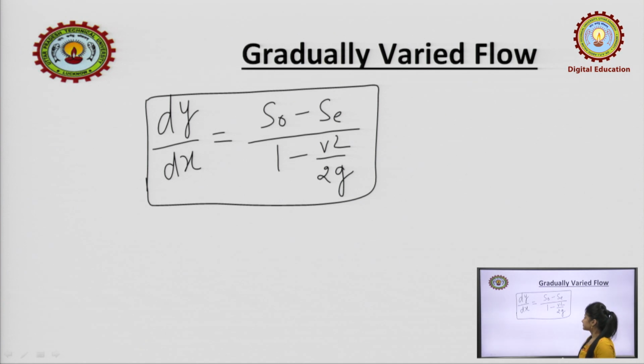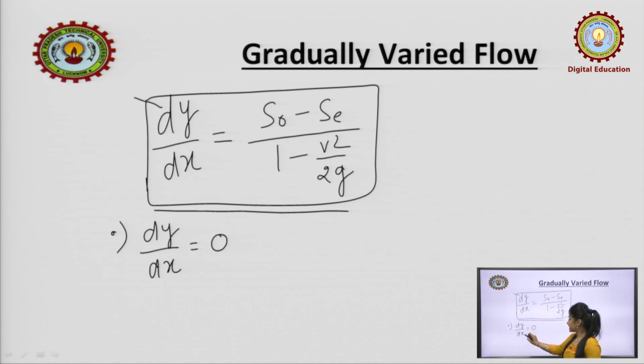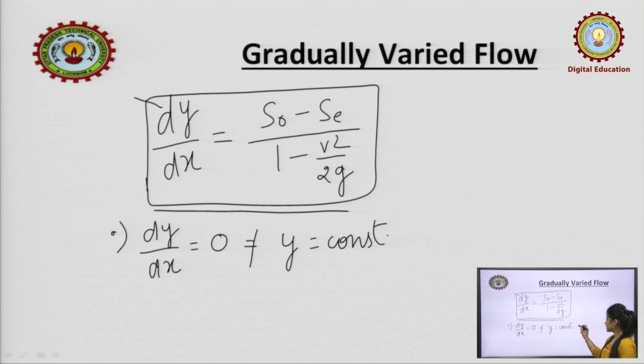From it we can conclude that dy over dx, the change in depth in the channel with respect to the horizontal distance covered, gives three conclusions. If dy over dx is equivalent to 0, there is no change and y is constant, so we can conclude it is a uniform flow.